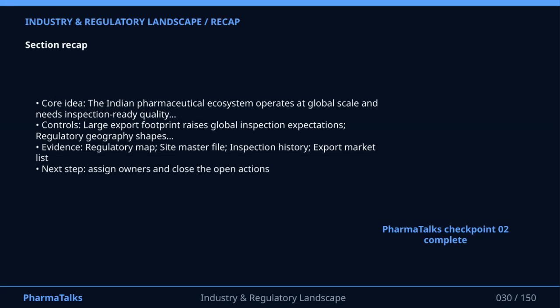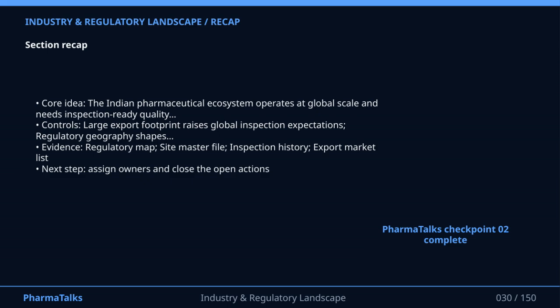To recap this section on the industry and regulatory landscape, the core idea is that the Indian pharmaceutical ecosystem functions on a global scale and must maintain inspection-ready quality at all times. Because of the large export footprint, there are heightened expectations during global inspections. Regulatory requirements vary depending on the geography, which shapes how controls are implemented.